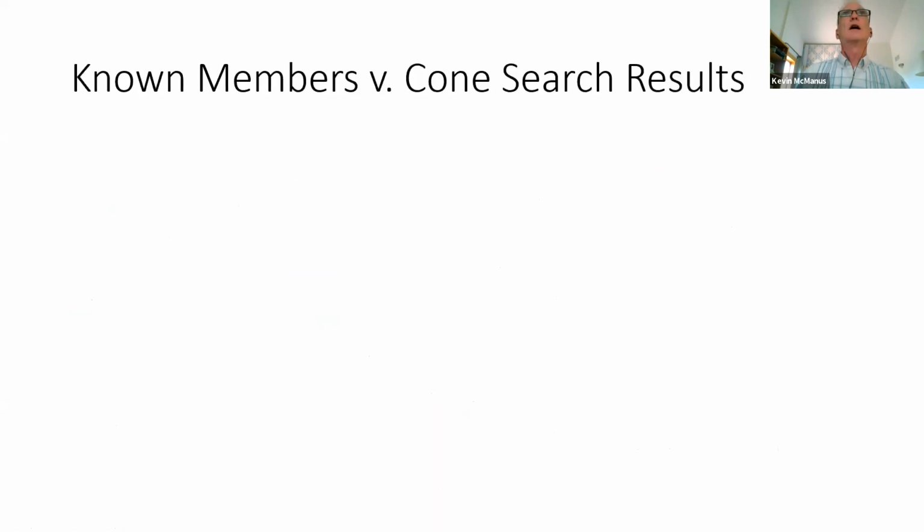Okay. From the Gaia paper, we have a list of known members, and then we have this big pile of 25,000 stars in the search results. So let's see how the two compare.